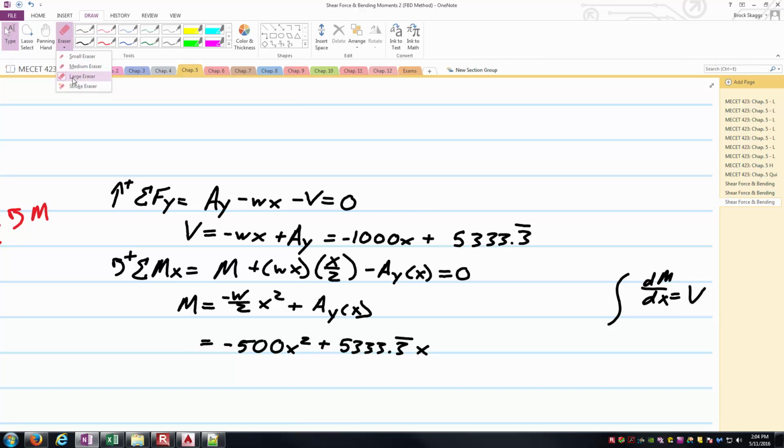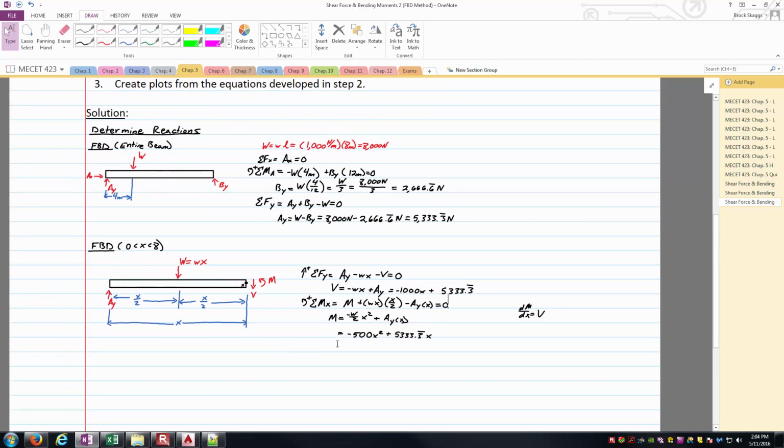Let me go ahead and erase this, make sure nobody thinks that's an integral sign. And so if I take the derivative of this expression here for my internal bending moment with respect to x, I better get the relationship for the shear function, and that's exactly what I have. Negative 500x squared plus 5,333 and a third x. If I take the derivative of that with respect to x, I get this line right here, negative 1,000x plus 5,333 and a third. And so that's one nice little check you can have between those two quantities.